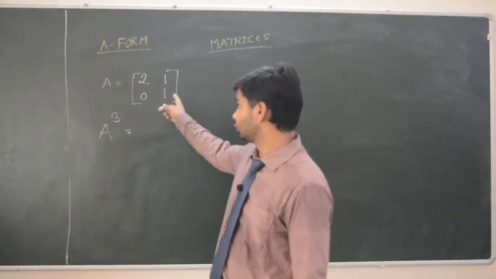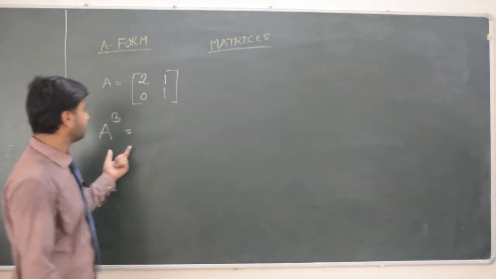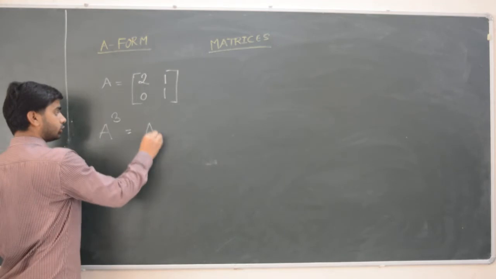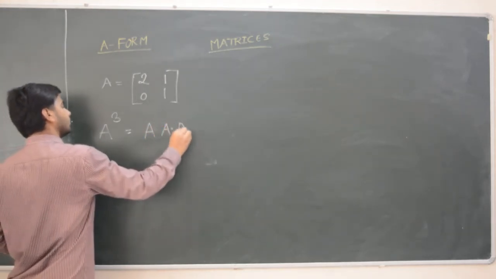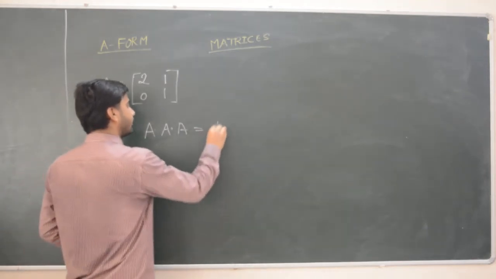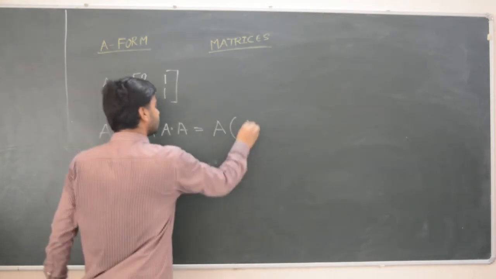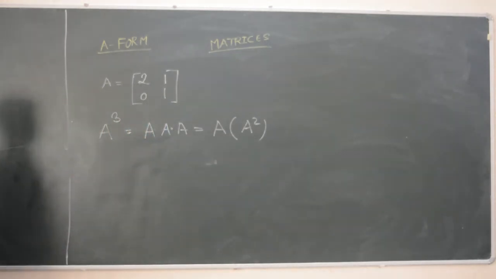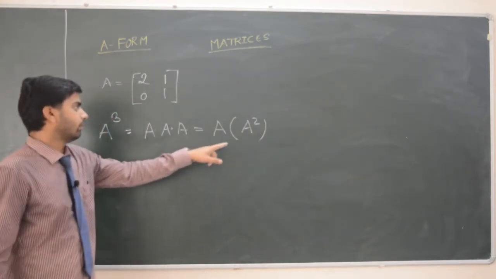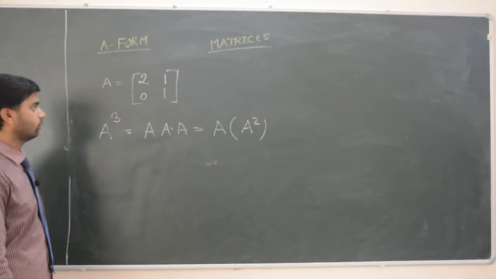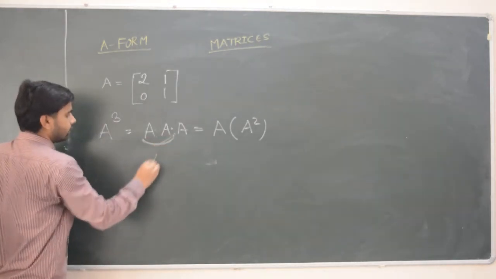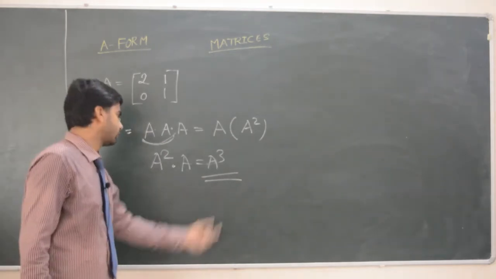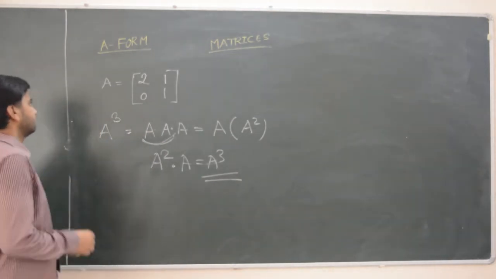The question is, if A is the 2 by 2 matrix [2 1; 0 1], calculate A cube. We all know that A cube will be the product of A with A with A, or we can say the product of A with A square. So the product of the A matrix with A square will give us A cube. To calculate A cube, first calculate A square and then multiply that A square with A. Okay, so this is the step of calculating A cube.